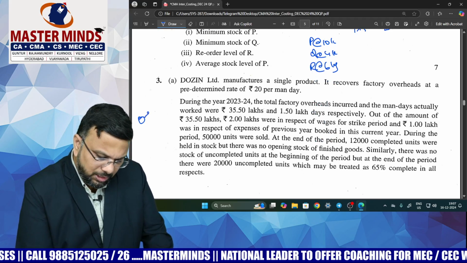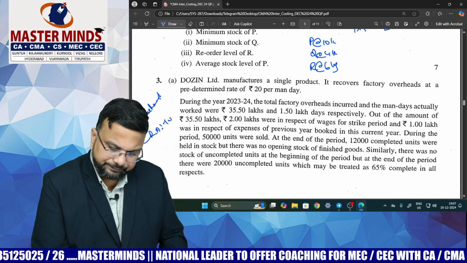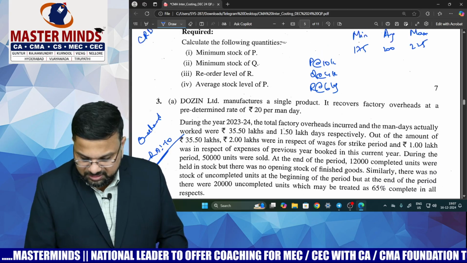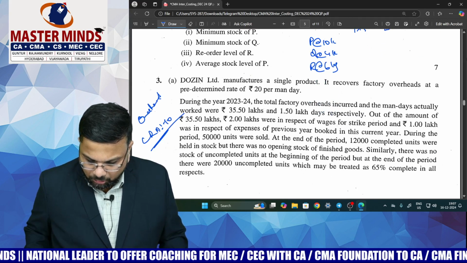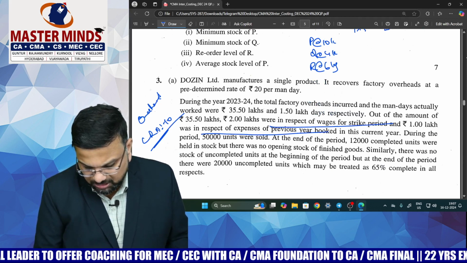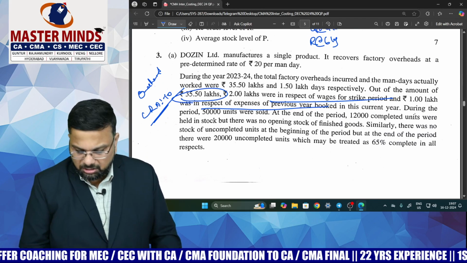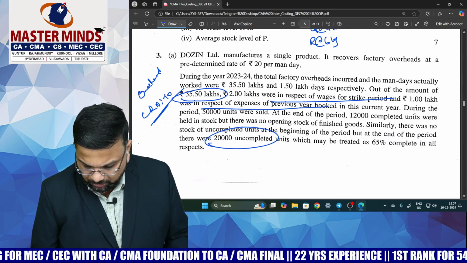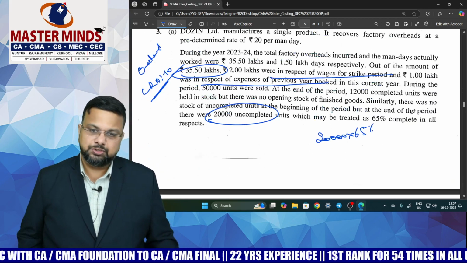This is from overhead chapter, under absorption and over absorption. Again, this is from CRD 10. Straightforward problem. You have this problem in the material where you will subtract this abnormal cost. What is that abnormal cost, my dear? Wages during the strike period will be subtracted, as well as expenses related to previous year will be subtracted from the 35.50 lakhs. Okay, and convert the work in progress into equivalent work in progress. So 20,000 into 65%, you will get equivalent work in progress units.